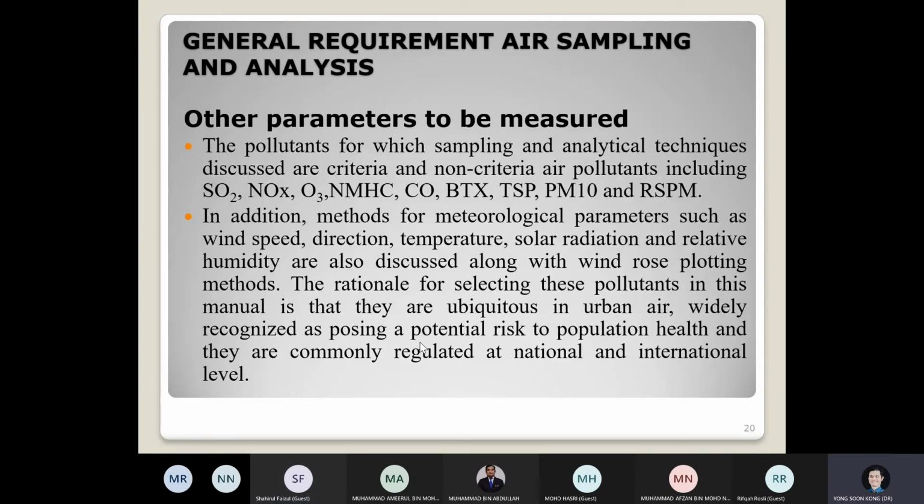Okay, parameters. What do you need to measure? Of course, air quality index, air pollution index. So air pollution index in Malaysia, if you still remember: SO2, NOx, ozone, maybe not this one, carbon monoxide, PM10, PM2.5. But I've heard that in Malaysia, we already have a new air pollution index.